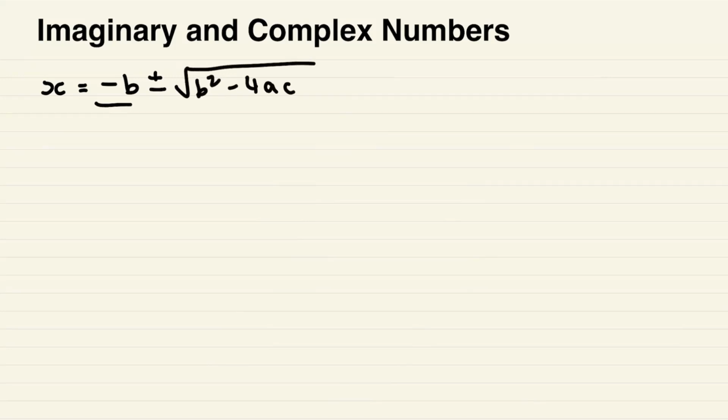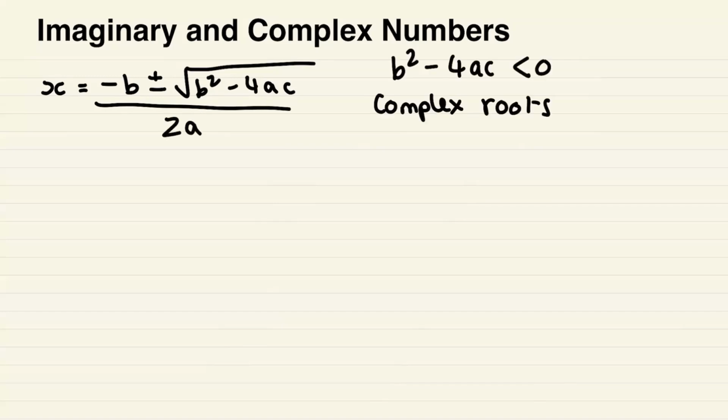All quadratics have two solutions, but some of them are imaginary. We can solve quadratics which have no real solutions if we introduce imaginary numbers. A quadratic has complex roots when the bit under the square root is negative. Imaginary numbers are the square root of negatives.